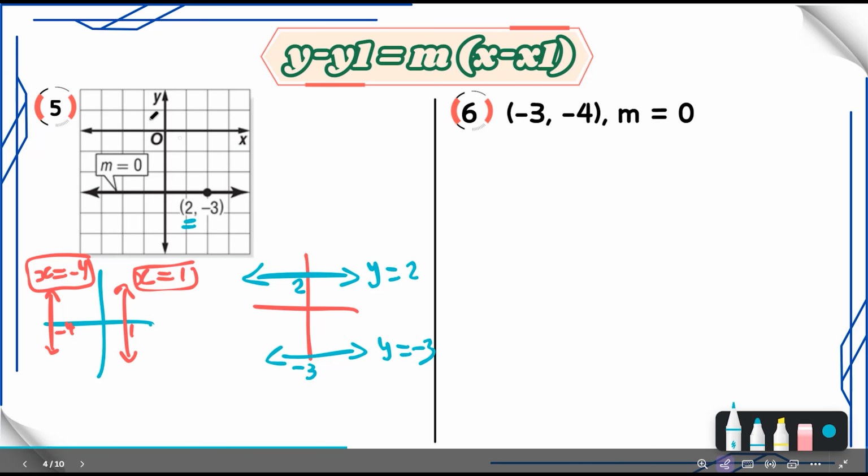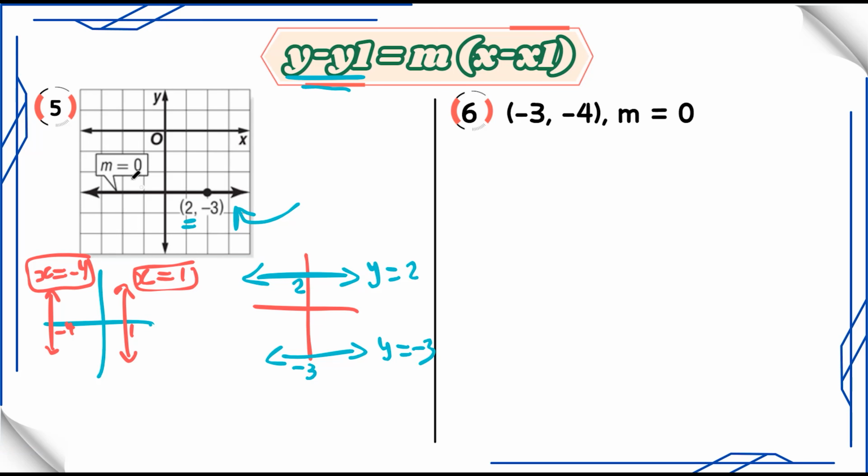Then in this question, we don't need to write this formula. We can set it directly. This is a horizontal line, then y equals. Y equals what? This is x and this is y. Then from the point on the line, you can know the answer: y equals negative 3.